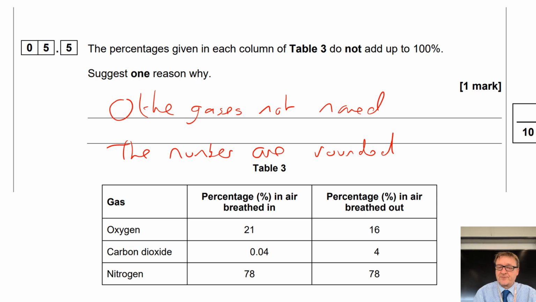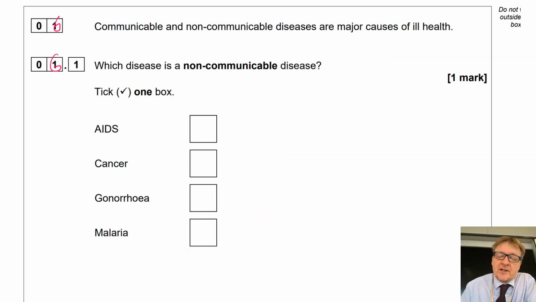Question number 1: communicable and non-communicable diseases are major causes of ill health. Which disease is a non-communicable disease? So non-communicable, you cannot give it to somebody else. AIDS is a virus, yes you can. Gonorrhea you can, malaria you can, cancer you cannot pass on to anybody else. Make sure you only do one tick, and if you're unsure, just tick it anyway or have a random guess.